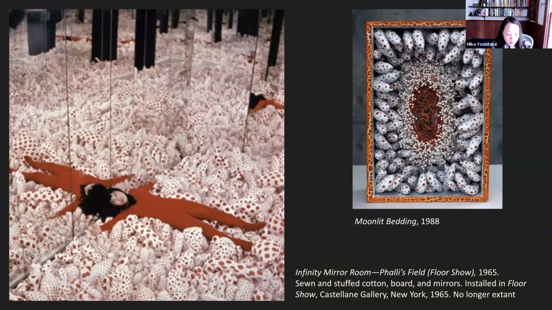Kusama's 1984 performance can be understood as an expression of her unique vision of and engagement with nature at large.